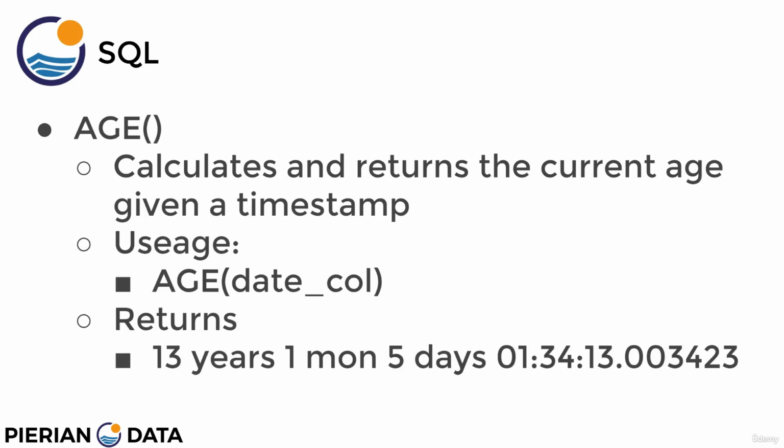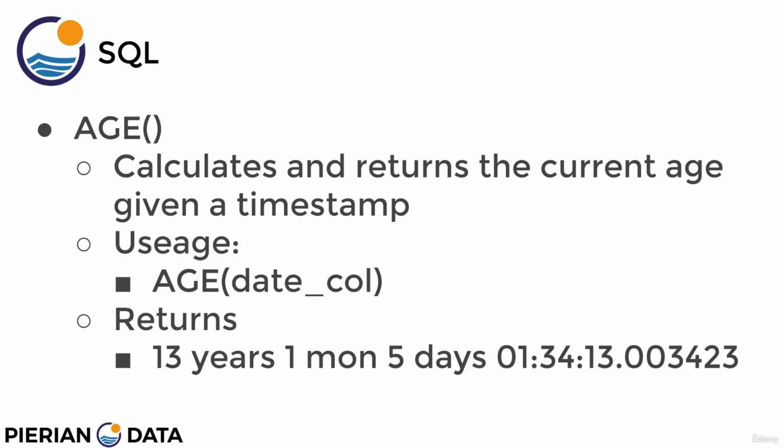The age function calculates and returns the current age given a timestamp. So you simply just pass in some timestamp column into the age function, and that will return something that looks like this: 13 years, 1 month, 5 days, and if you also have time information, it'll include hours, minutes, and seconds, etc. So what that's doing is it's just taking the current date that you are querying and then calculating how old the timestamp in the actual database is. So if let's say the year was 2020 and you had a timestamp from the year 2000, then it would return back 20 years. So it's just calculating how old is that particular timestamp given when you're actually querying it.